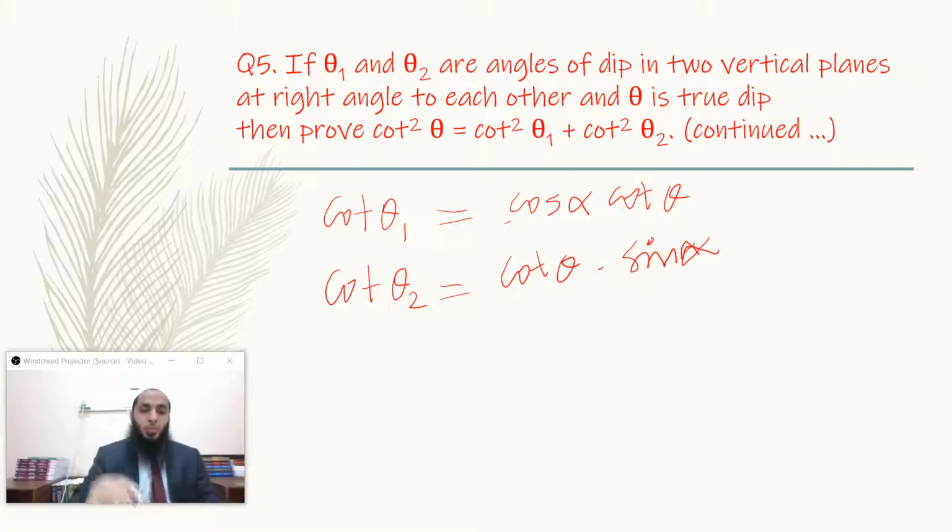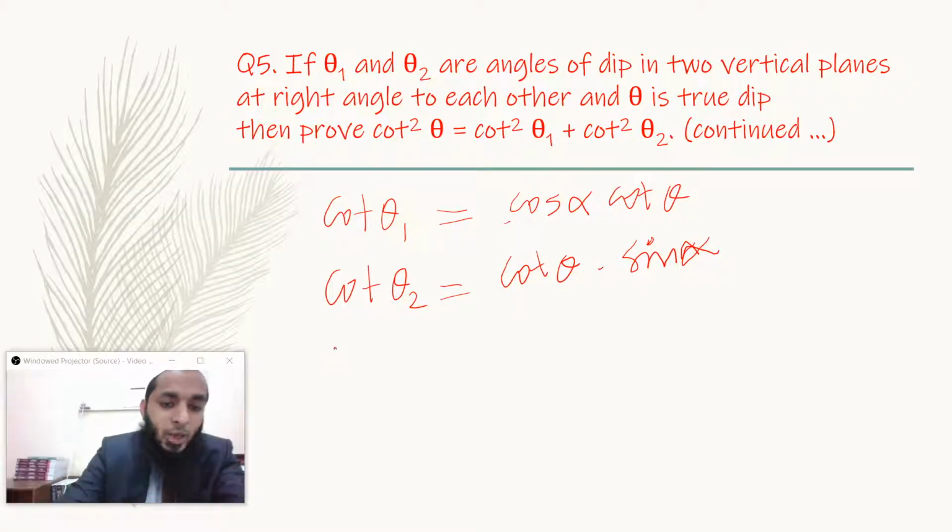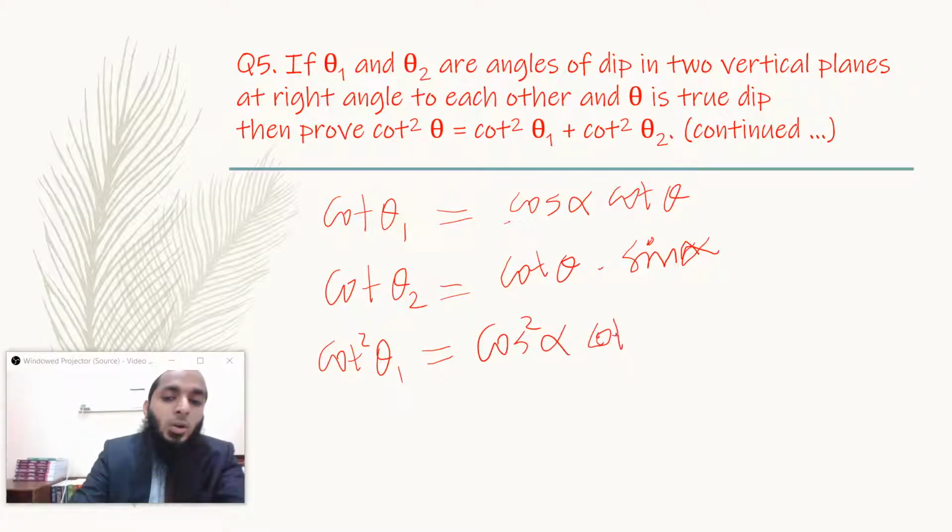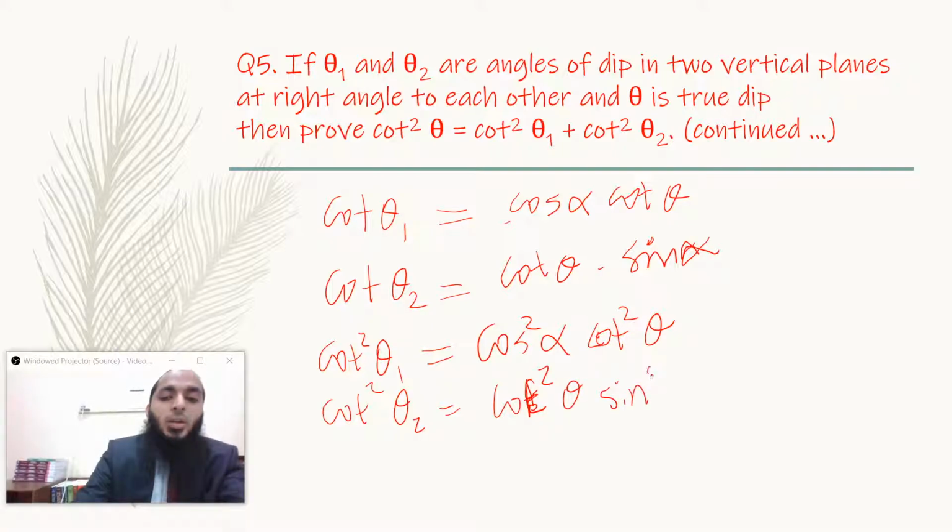Okay, so cot theta 1 is equal to cos alpha into cot theta, and cot theta 2 is equal to cot theta into sin alpha. But we want the square of that, so let's square and add. Cot square theta 1 is equal to cos square alpha into cot square theta. Similarly, cot square theta 2 will be equal to cot square theta into sine square alpha.